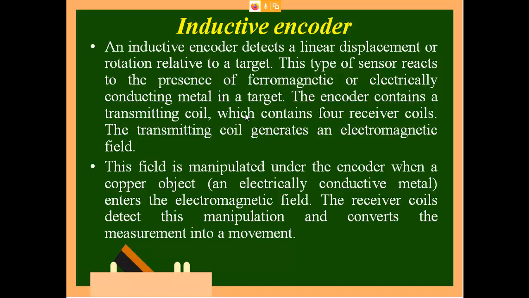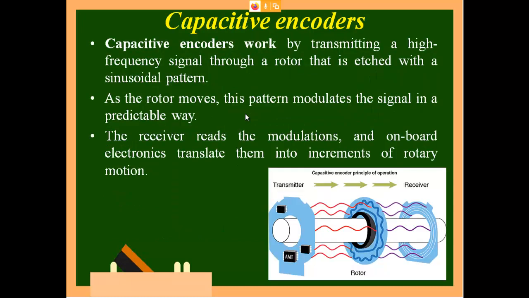The transmitting coil generates an electromagnetic field. This field is manipulated when a copper object enters the magnetic field, and the receiver coil detects this. This is the procedure for inductive encoders.